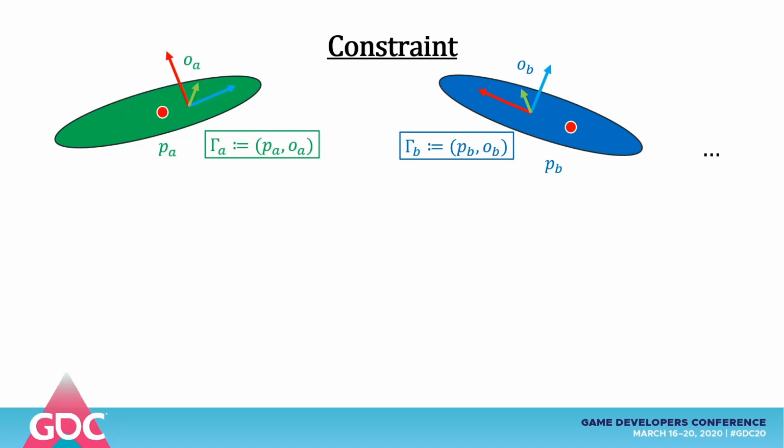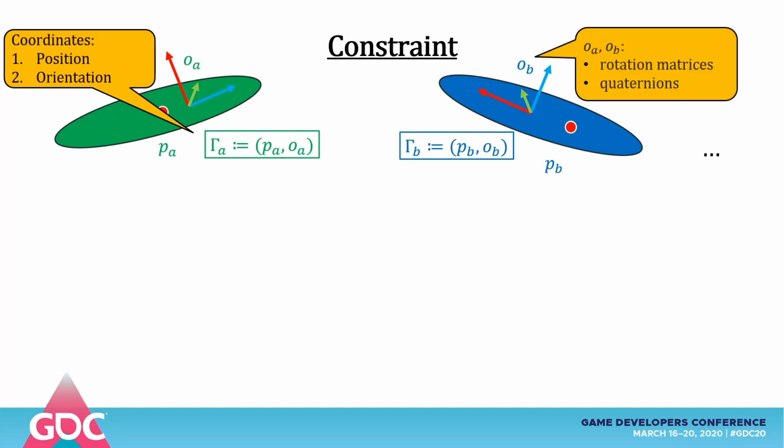Let's define a constraint mathematically. We have two or more rigid bodies, represented here by green and blue ovals, and their state is described by their coordinates, positions, and orientations. The orientations can be specified using either rotation matrices or quaternions.